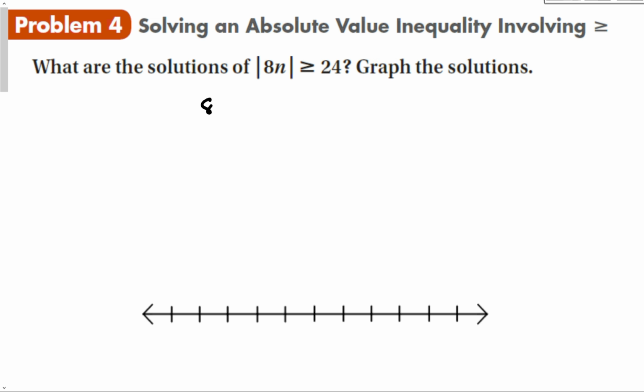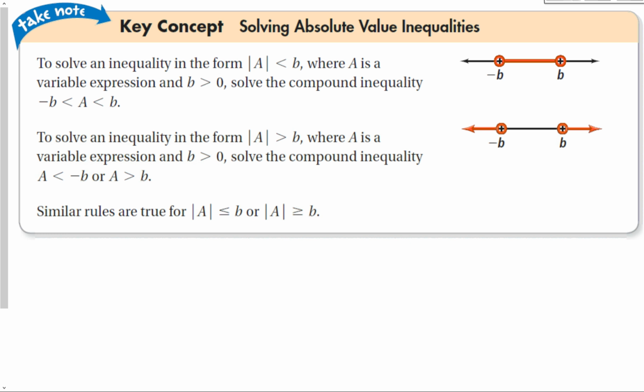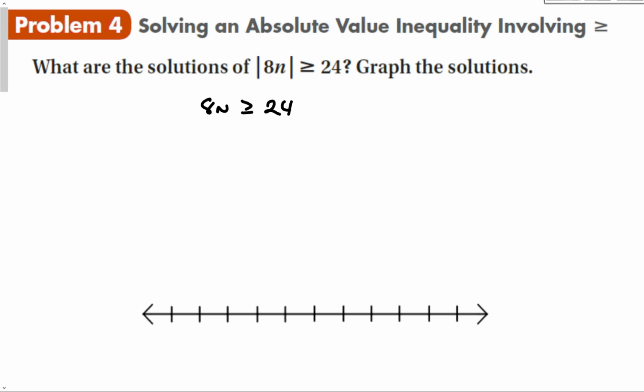So we can say that 8n is greater than or equal to 24. And look carefully back here. When we have an or expression, with our first expression with the positive, my inequality symbol is going to match up. It's going to be greater than. But in the next one, it's going to switch. Okay. So when we solve the next inequality, we're going to say that 8n is less than or equal to -24.